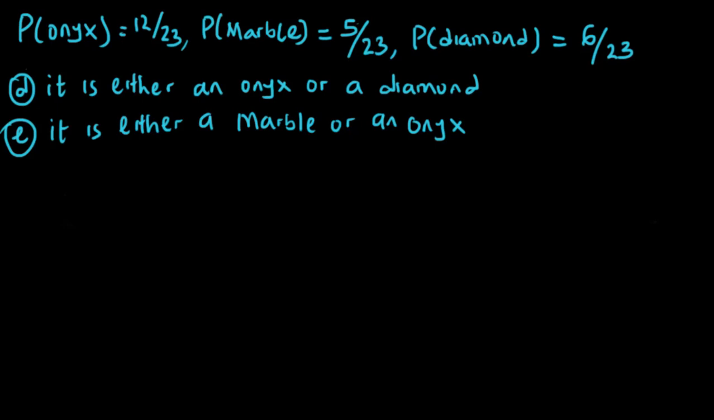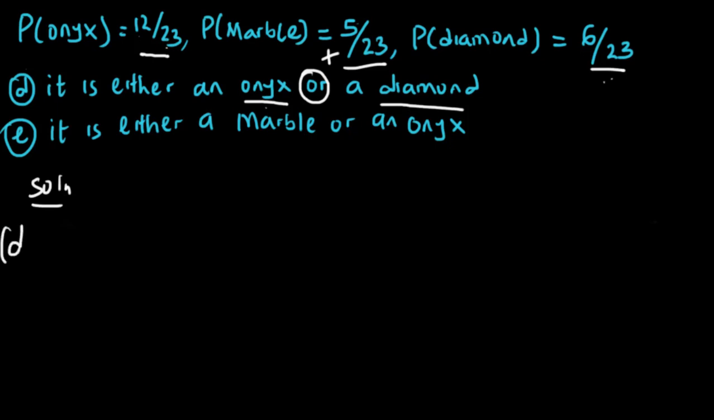Now from what we solved, we discovered that the probability of picking an onyx is 12 over 23. And we got probability of picking a marble as 5 over 23. And probability of picking a diamond as 6 over 23. Now let's do D. D says, what's the probability that the stone picked is either an onyx or a diamond? Now we know that probability of picking an onyx is 12 over 23. We know that probability of picking a diamond is 6 over 23. And then I told you that or in probability symbolizes plus. So all we just need to do is to add the probabilities together. Do you understand? So let's solve it.